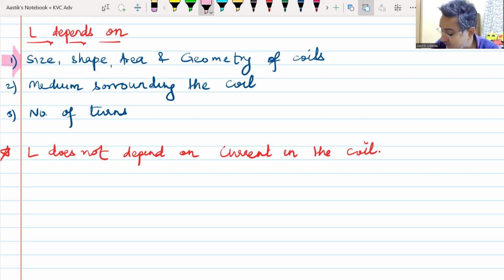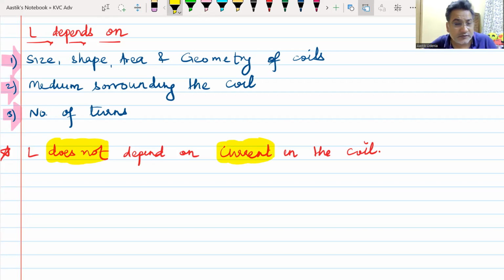It depends on the value of mu, the medium which is surrounding the coil. If you change the medium, the value of L will change. It depends on the number of turns. If the number of turns is increased, the coefficient of self-inductance of the coil would definitely increase. Remember, the most important point: L does not depend on current in the coil.